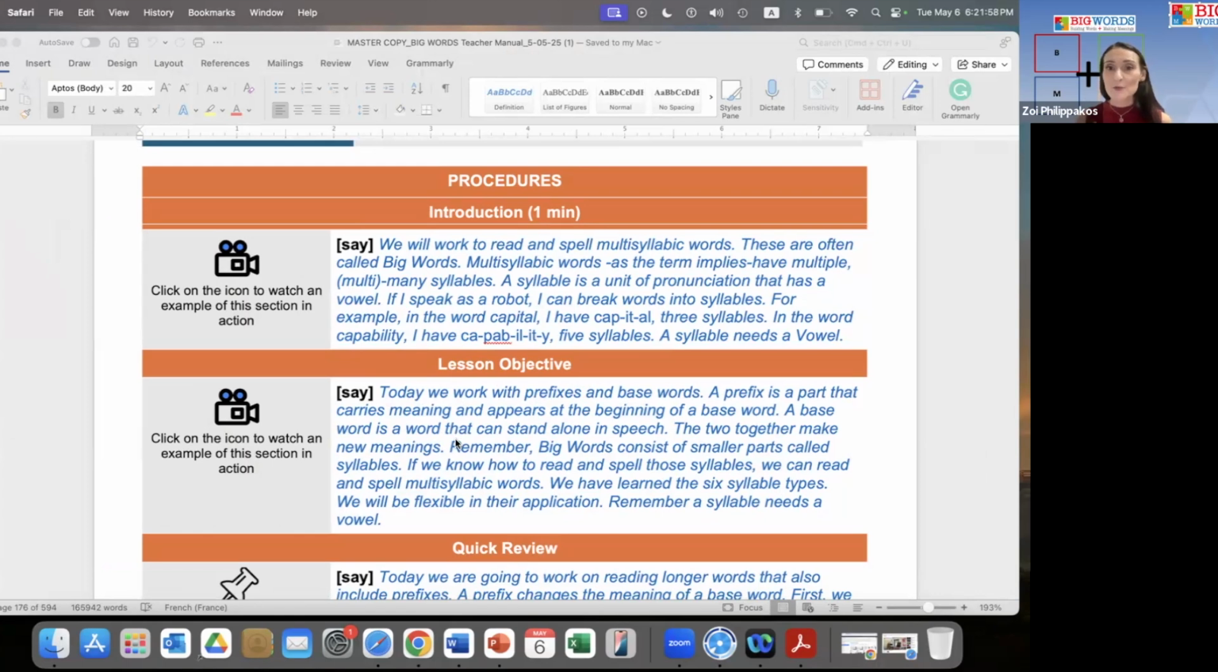A syllable is a unit of pronunciation that has a vowel. If I speak like a robot, I can break words into syllables. For example, in the word capital, I have cap-i-tal, 3 syllables. In the word capability, I have ca-pa-bil-i-ty, 5 syllables. A syllable needs a vowel.